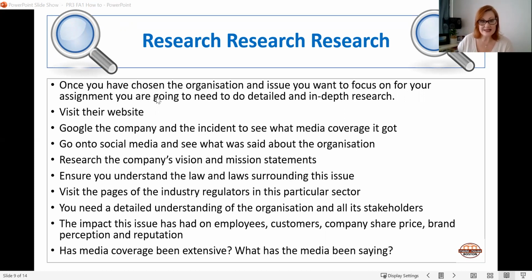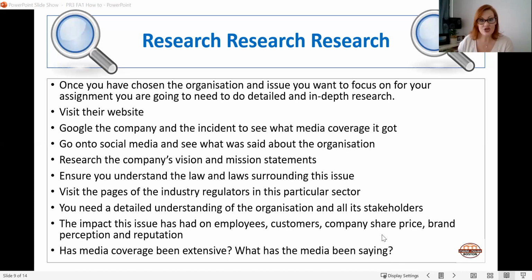Go on to social media and see what people said about the organization, see what comments were made on Twitter, and research the company's vision and mission statement. Because obviously what they say in their vision and their mission statement is very different to what they've done. When a company acts unethically, that basically means that they went off their vision and their mission. And so a good journalist will look at your vision and mission and say, but this is what you're saying, but it's not what you're doing. So how are you going to implement a campaign that shows people that what you say and what you do are the same thing?